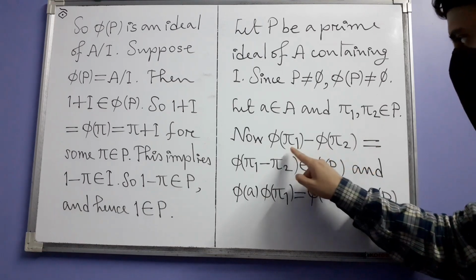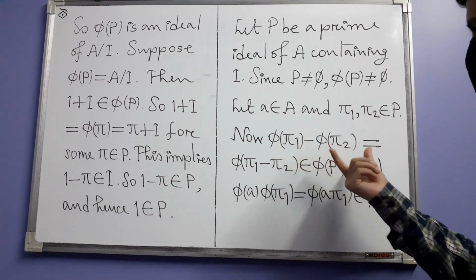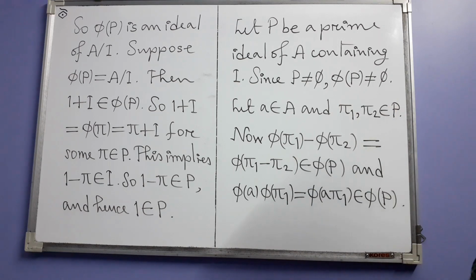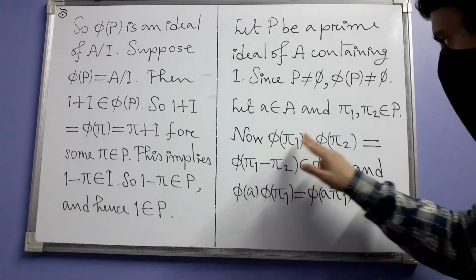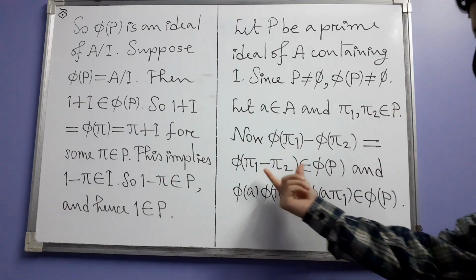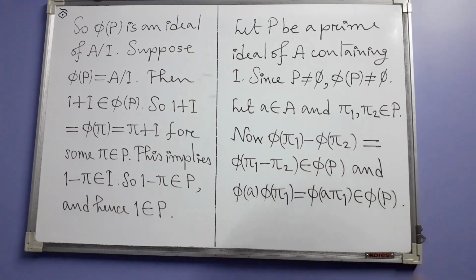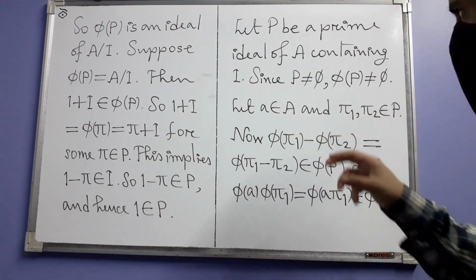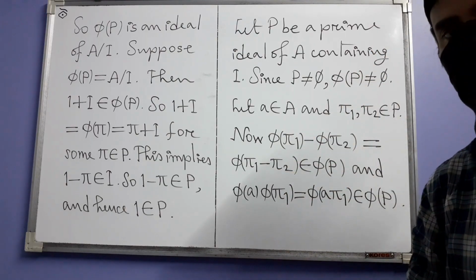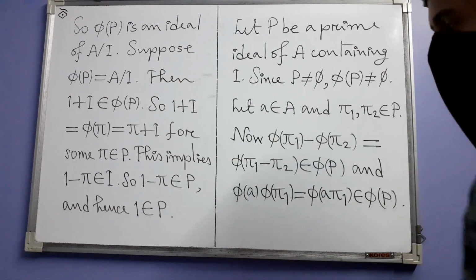Notice this difference, phi of pi 1 minus phi of pi 2. So this is the difference of any two elements in phi of P, because that's how they are going to look. Because phi is a homomorphism, this will be equal to phi of pi 1 minus pi 2. Now pi 1 and pi 2 are coming from P, so their difference belongs to P. And that is why the phi image of this difference belongs to the phi image of P. This proves that the difference of any two elements of phi of P is again in phi of P. So phi of P is a legitimate subgroup of A slash I under addition.